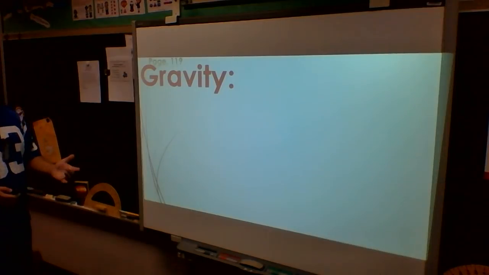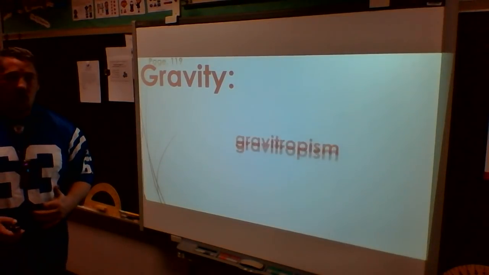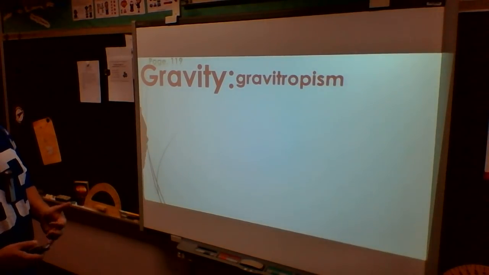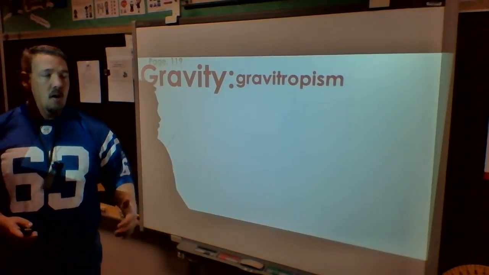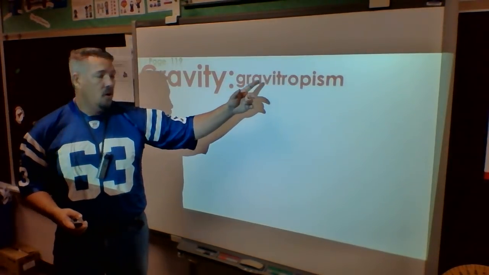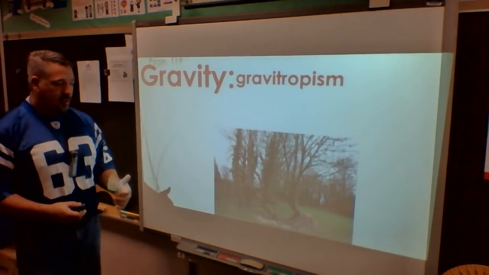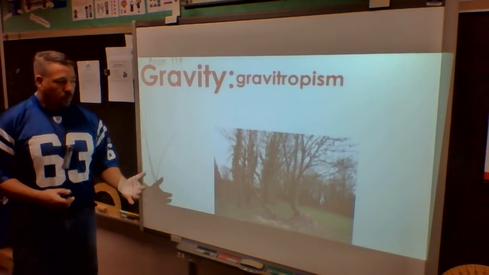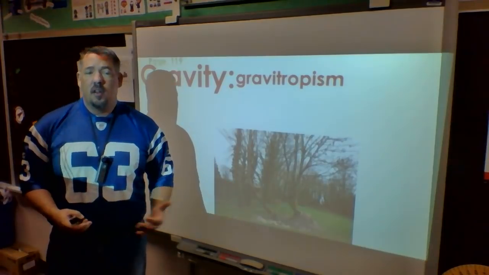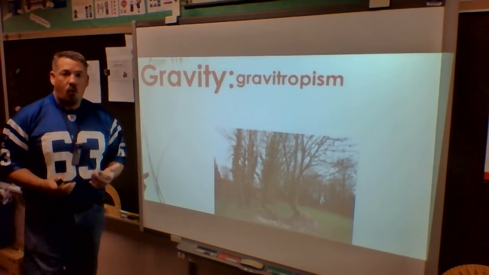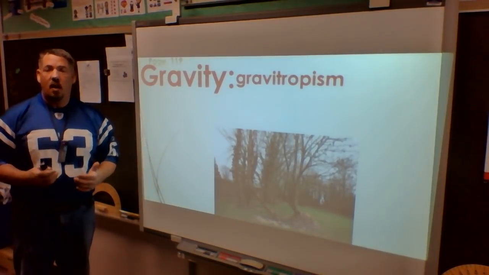Gravity. Gravitropism's meaning is pretty obvious. It's the response to gravity and how the plant interacts with it. So when I think about gravity, trees, stems, and leaves of plants, they want to grow directly straight up.